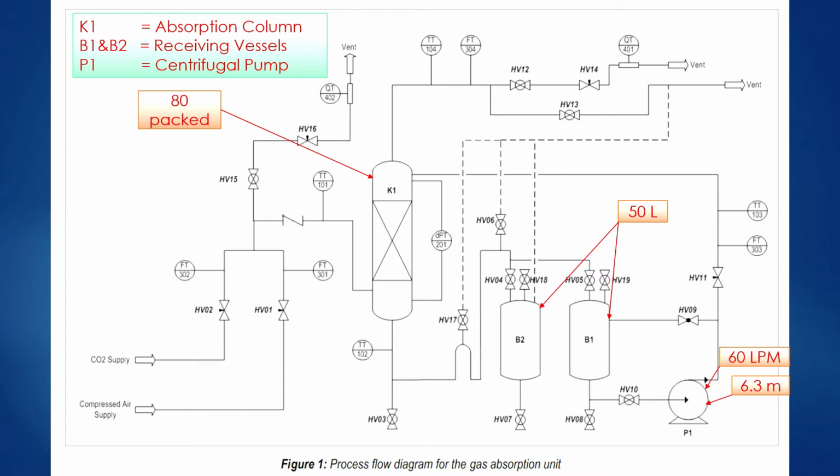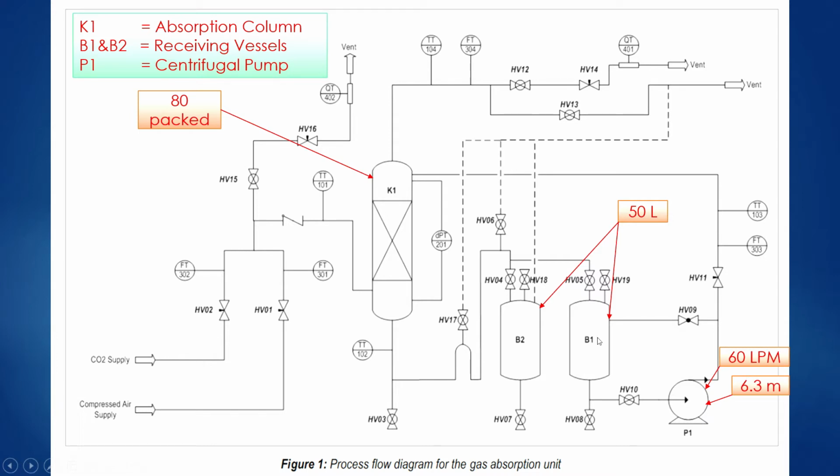For the general description, air and carbon dioxide, CO2, are mixed before being fed into the bottom of a packed absorption column, while water enters from the top of the column through a centrifugal pump. Transfer of CO2 from the air mixture into water occurs when gas and liquid are brought into contact. The lean air mixture will exit at the top, whereas the CO2-rich water will accumulate at the bottom of the column and overflow into a receiving vessel.